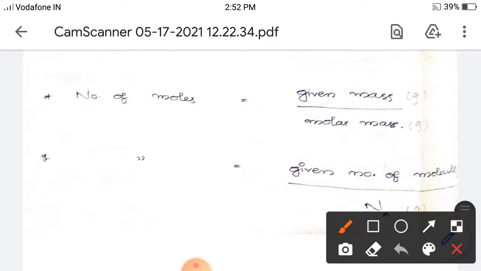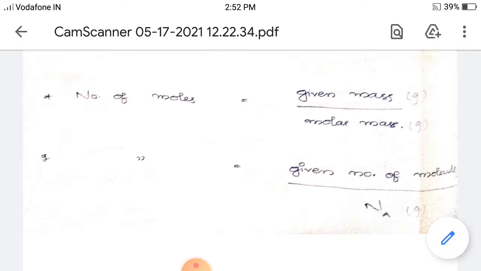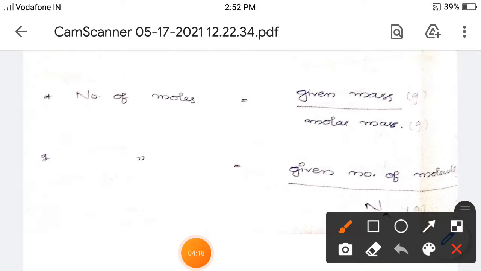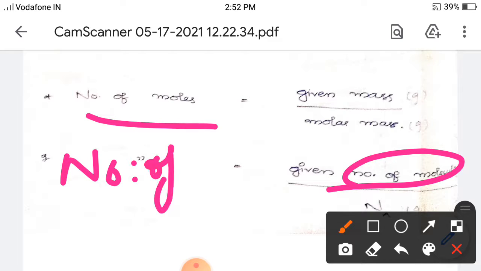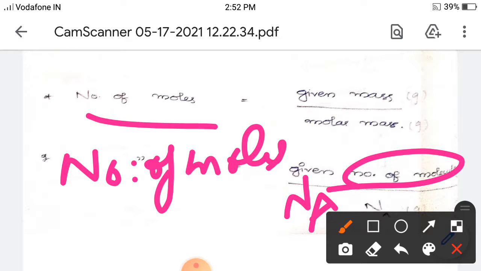The next equation uses the given number of molecules by Na. If you are given the number of molecules, then the number of moles equals the given number of molecules by Na. That is the second equation.